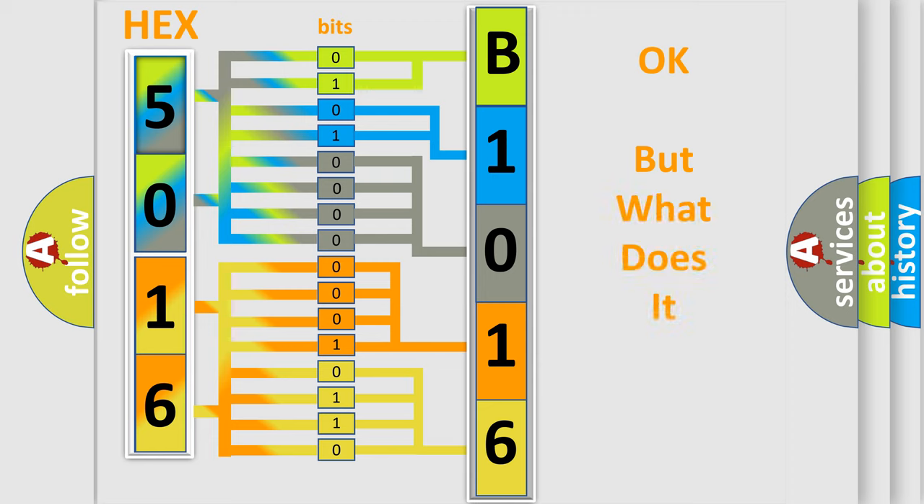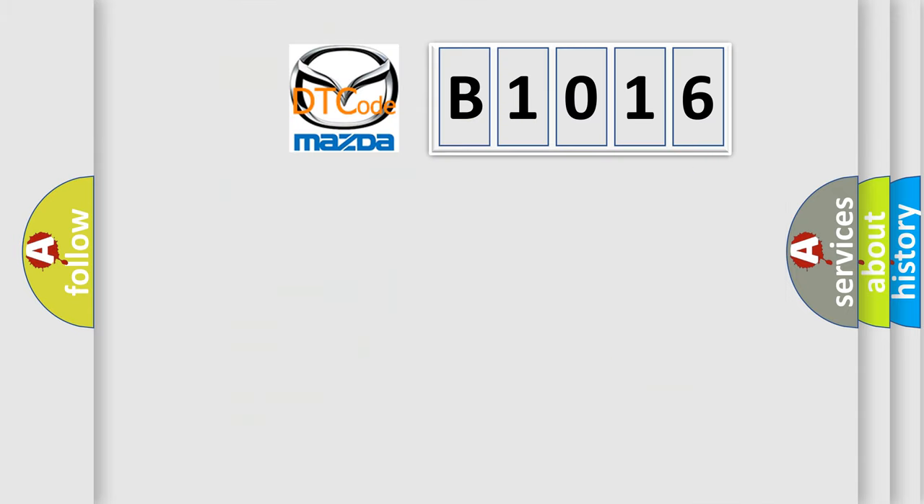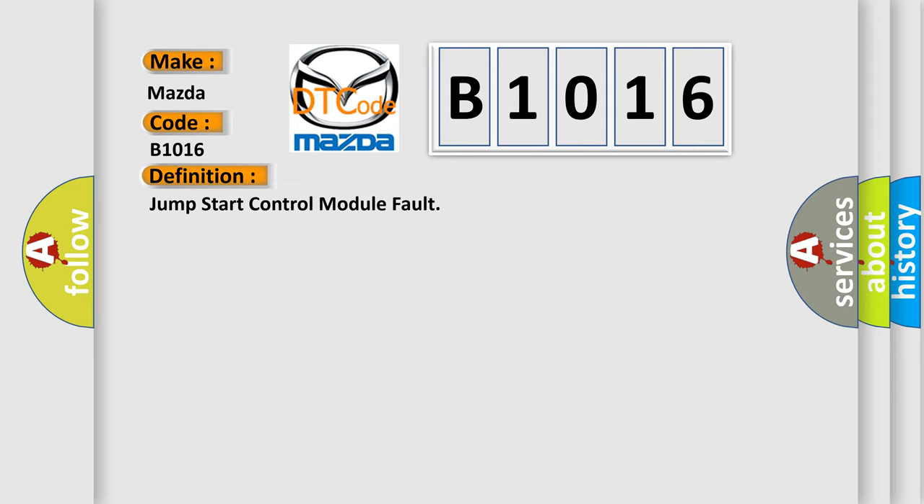The number itself does not make sense to us if we cannot assign information to what it actually expresses. So, what does the Diagnostic Trouble Code B1016 interpret specifically for Mazda vehicles? The basic definition is jump start control module fault.